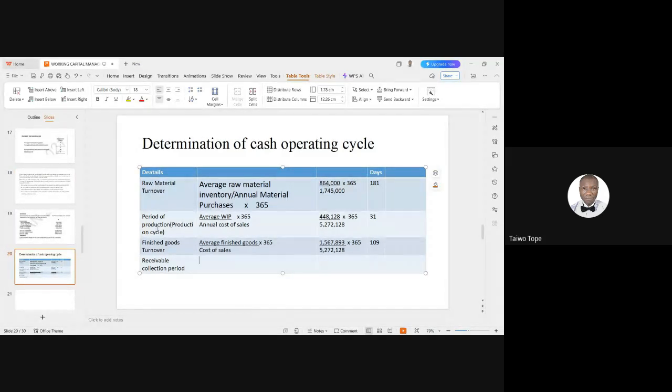So now, receivable collection period, we now have it as what? Our formula will be what?